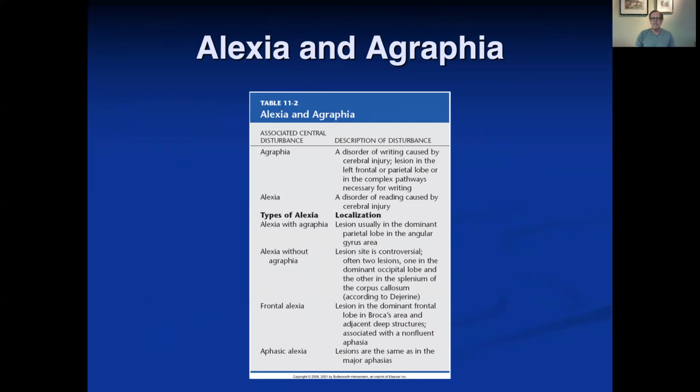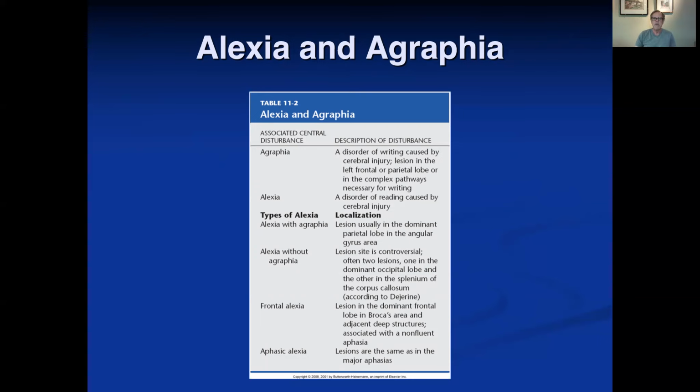Okay, I put this in there just to familiarize you with the terms alexia and agraphia. The reason it's in there is because your textbook is sort of oriented toward a localizationist approach, and this is part of the localization approach to communication, including people who have alexia and agraphia. This table shows what it is. Agraphia is a disorder of writing caused by cerebral injury, and it tells where the injury is, or it's supposed to be anyway.